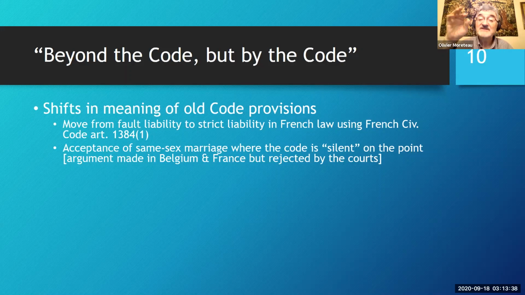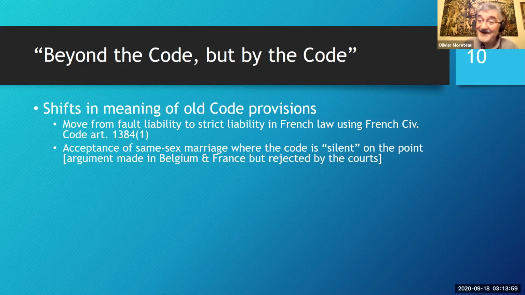Actually, the Court of Cassation thought, ooh, this is a big social problem. We don't want to resolve it from the bench. No activism there. We want a legislative debate. It has to be decided in a more democratic way by the representatives of the people.